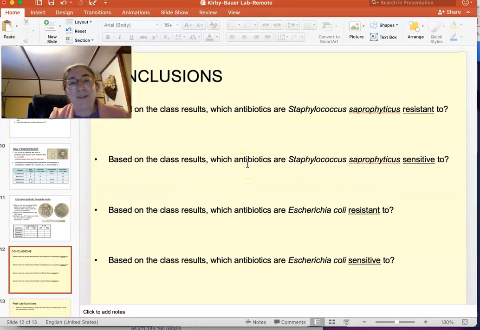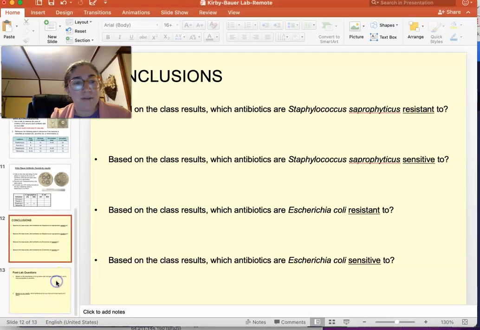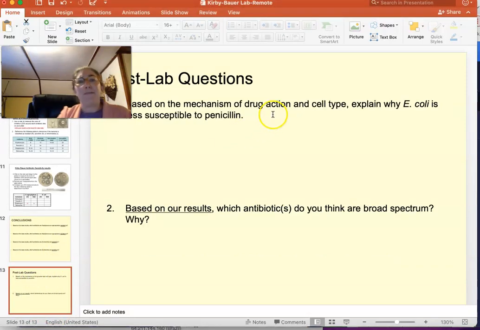So then I do want you to write some conclusions. So based on your results table, which antibiotics were the staph saprophyticus resistant to? Which antibiotics was staph saprophyticus sensitive to? Same thing for E. coli. And then also, based on the mechanism of drug action, explain why E. coli is less susceptible to penicillin than staph saprophyticus.